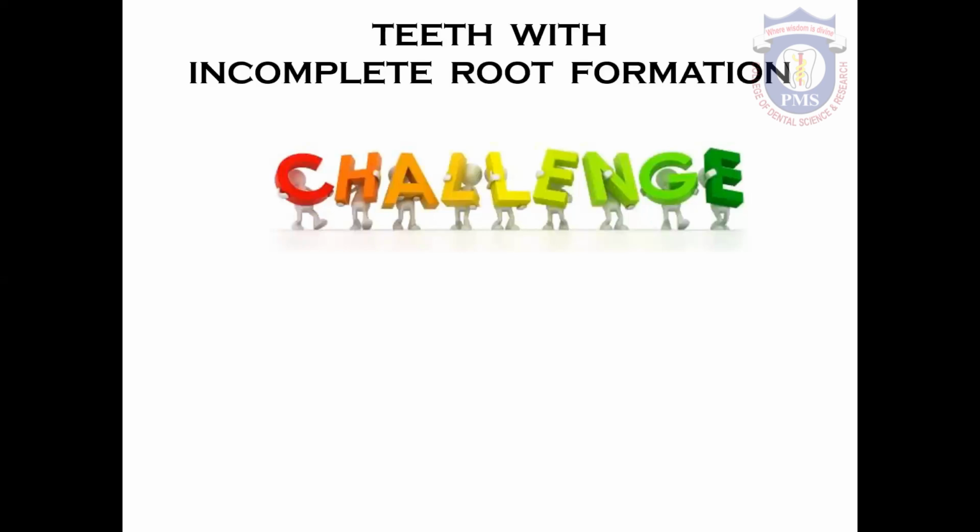So when this young permanent tooth becomes non-vital due to caries or trauma, our treatment option will be root canal treatment. But it is quite challenging in these teeth because of the absence of an apical stop or apical barrier against which you can pack your gutta-percha points.